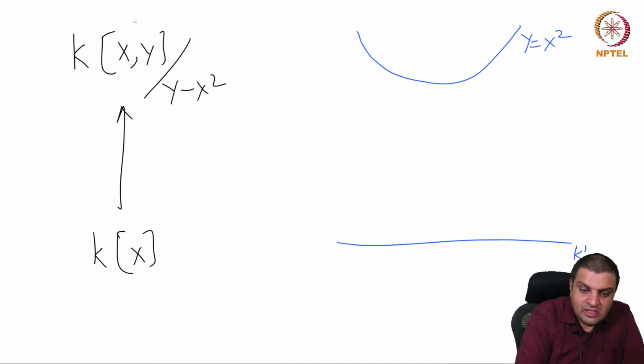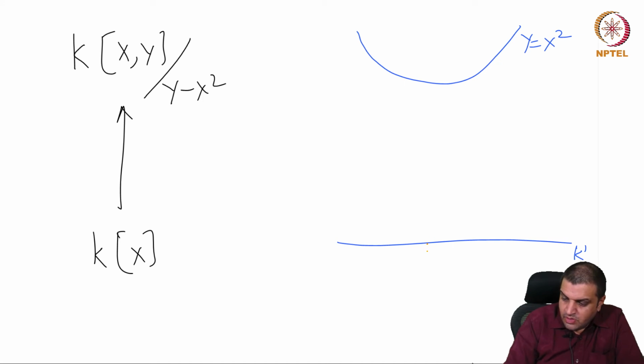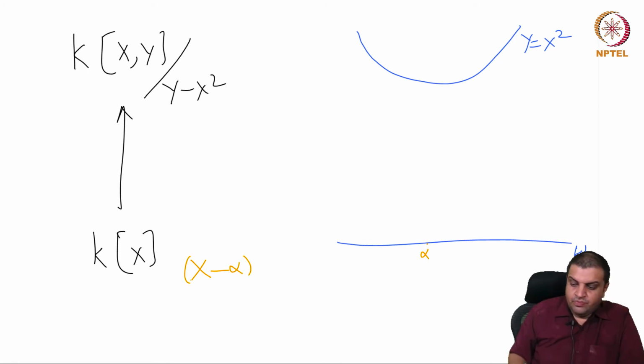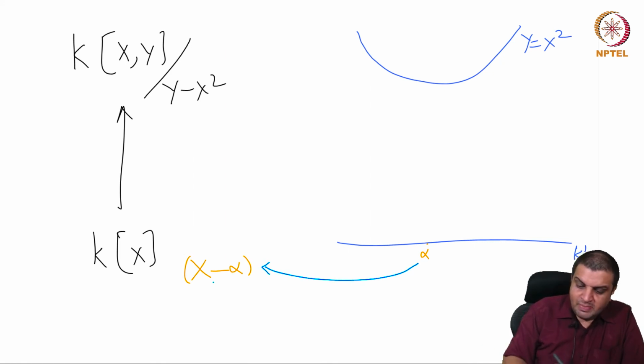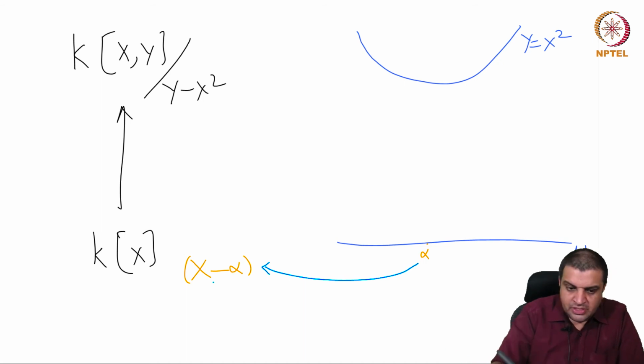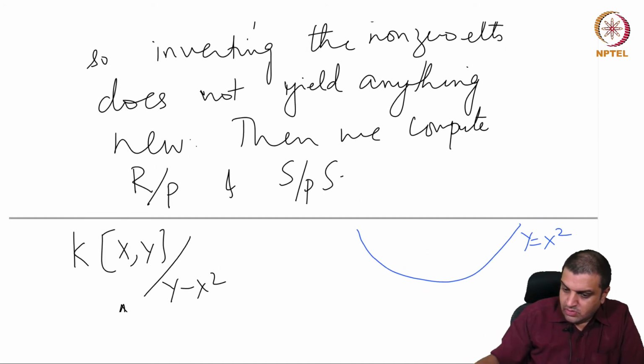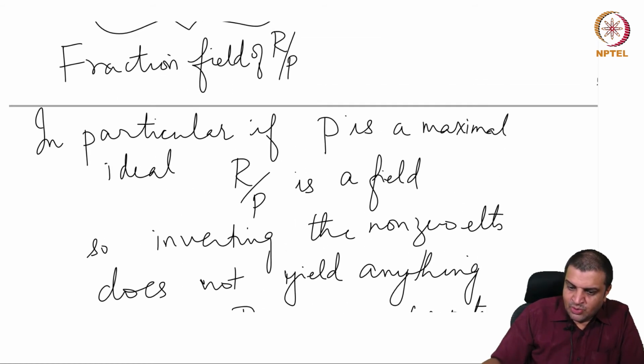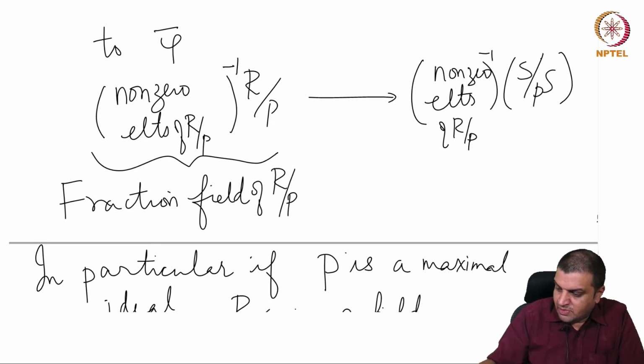Let's take some point here, alpha. That corresponds to the maximal ideal x minus alpha here. So the order in which we are doing this is, we start with a point here, then we get this maximal ideal, then we do this computation, R mod P and S mod PS. The reason we don't need to do this bit here.